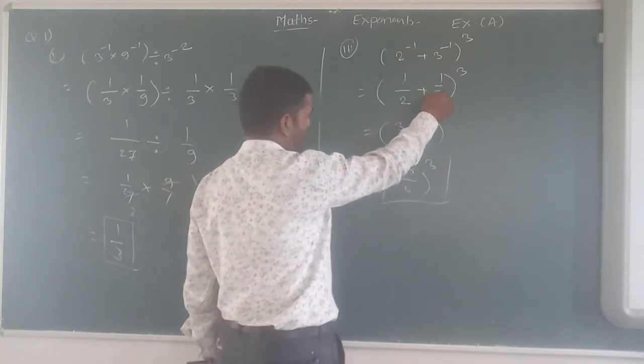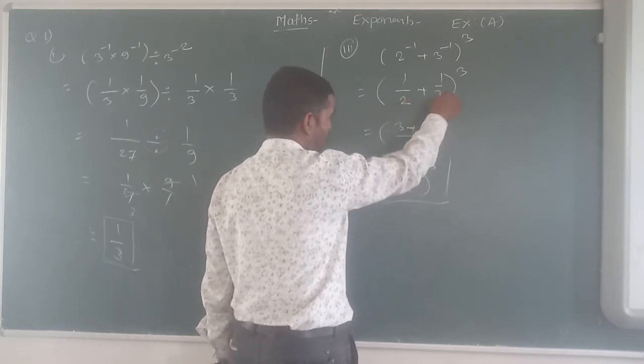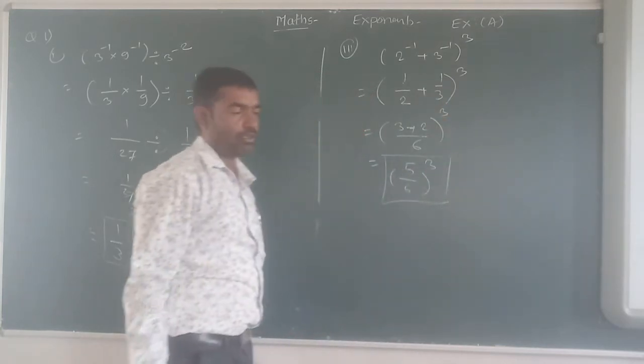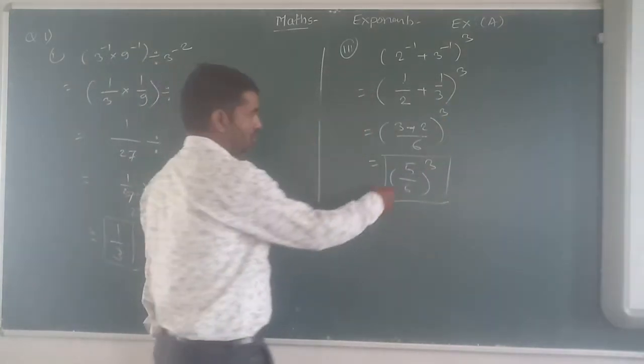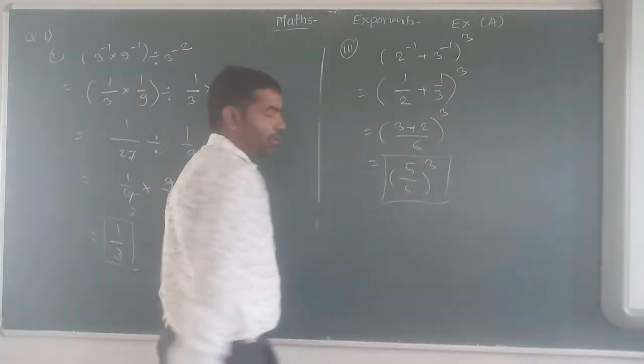Over here I have taken the cross multiply. 3 times 1 is 3, 2 times 1 is 2, and at the denominator 2 times 3 is 6, and the bracket raised to power 3 as it is. Power 3 was there, it stays the same. So I have made it plus: 3 plus 2 is 5 upon 6, as it is. The bracket's power is 3.